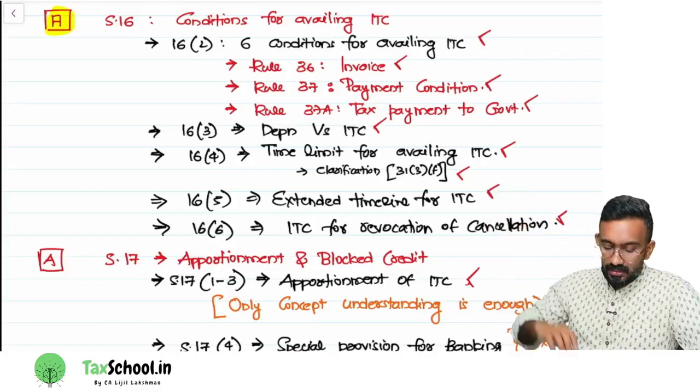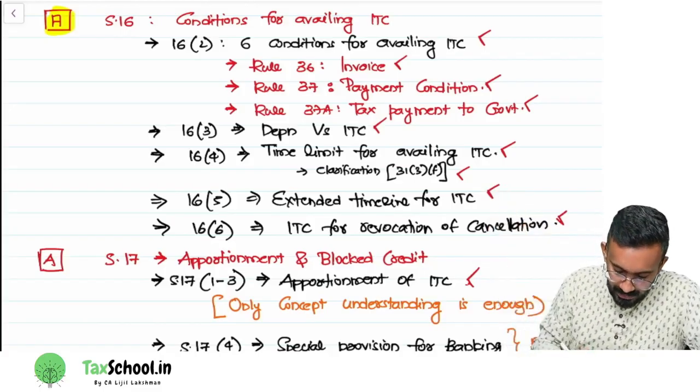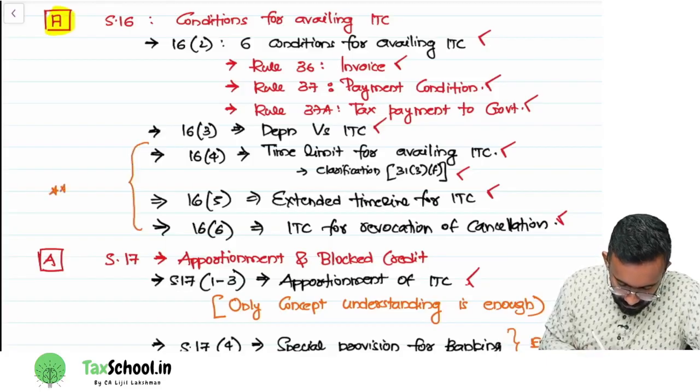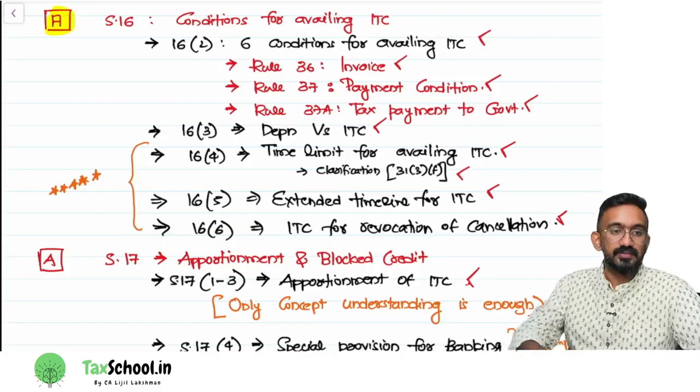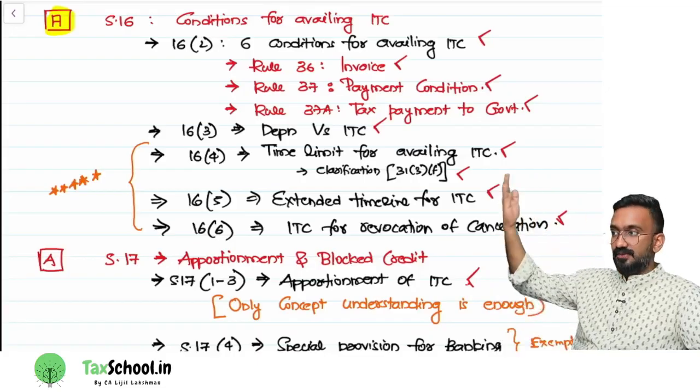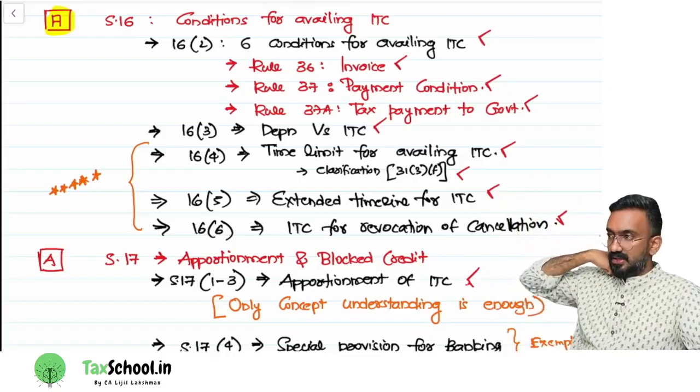16.4 is now considered to be very important. This is somewhere you will have a question in your exam. So I am marking this as 5-star. Don't go to the exam without learning this kind of an area, right? 16.4 talks about the time limit for availing ITC. There's a clarification on 31.3F there.